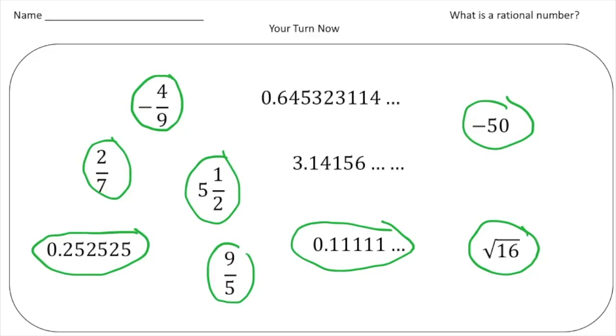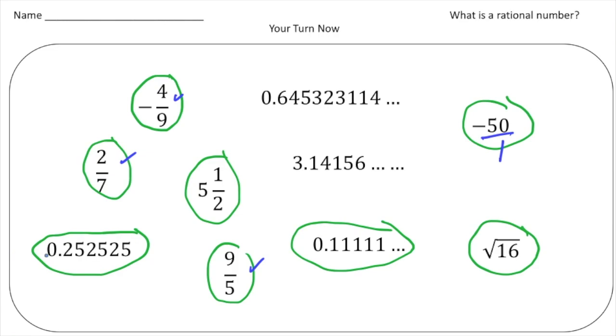Welcome back. Let's see how you did with these practice problems. I've already gone through and circled all the numbers that are rational, and let's just talk about why. So -4/9, well, both 4 and 9 are integers and it's negative, that's fine. So this certainly would be rational. Same thing for 2/7 and 9/5. Both the numerator and the denominator are integers, which makes them rational. -50 we could write as -50 over 1, which makes that rational.